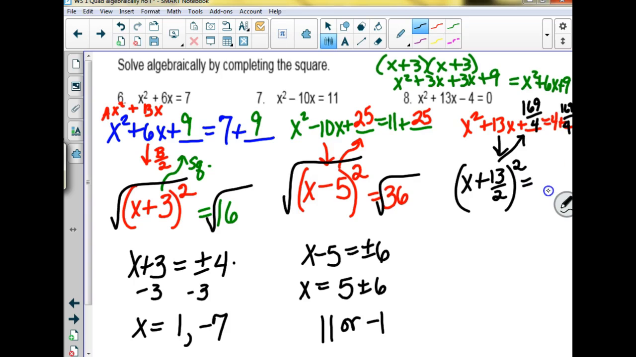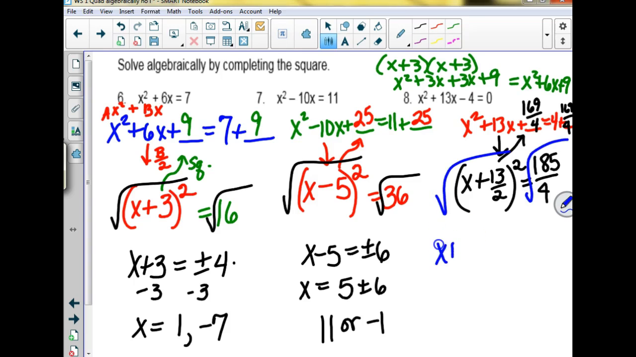Okay, now use your calculator. 4 plus 169 divided by 4. Math, enter, enter. 185 over 4? No? It's probably wrong. Someone help me. 185 over 4. Okay. I warned you this one was nasty. Now what? Square root both sides.